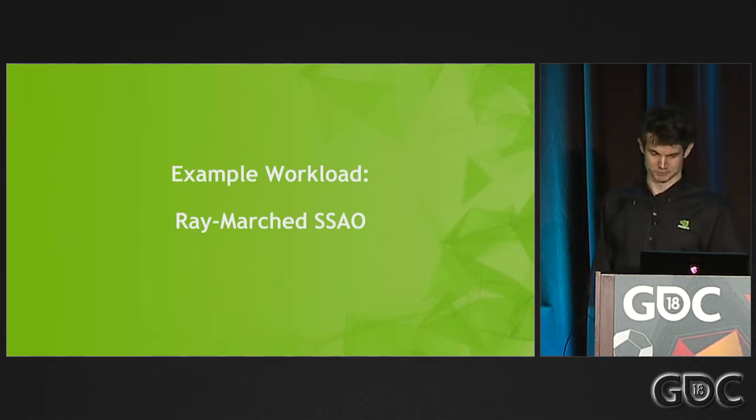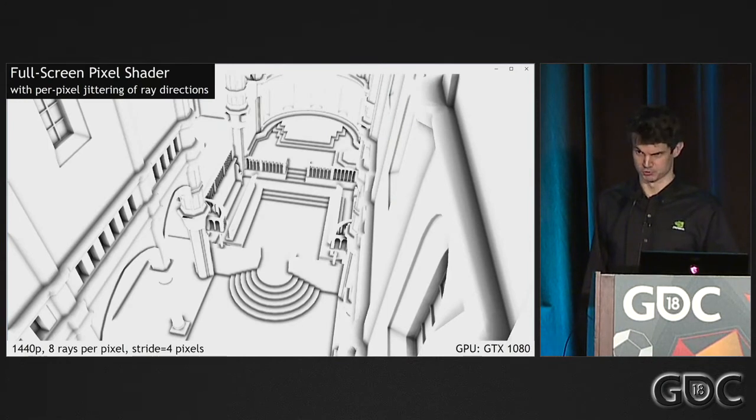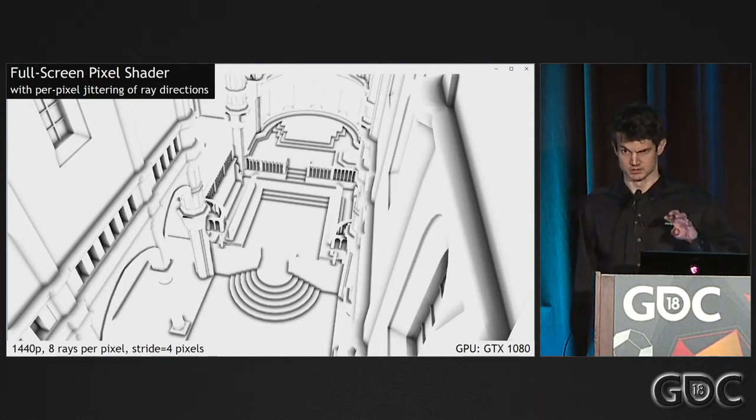Now, next up is a raymarched SSAO shader that I wrote myself. It's not very advanced, just doing brute force raymarching in screen space to calculate ambient occlusion. It does 8 traces per pixel. Sometimes you can see the range of the AO effect is quite high, it's not small. It has a stride of 4 pixels, and it's doing per pixel jittering of the sampling pattern. So it's just a classic way to hide the banding artifacts. You just jitter your ray directions per pixel.